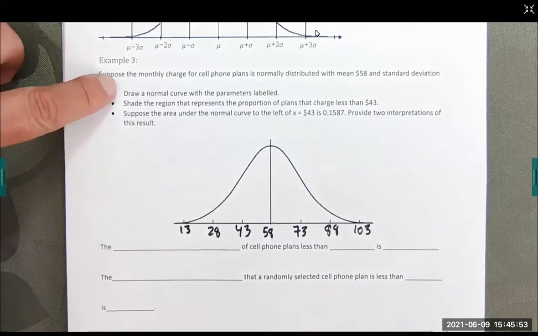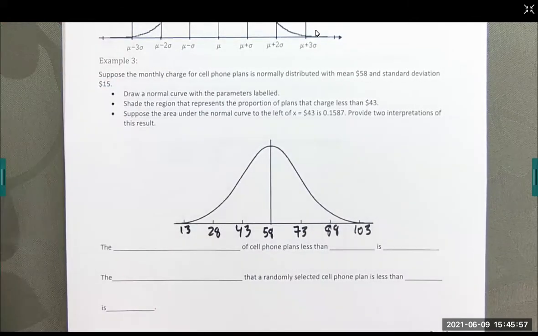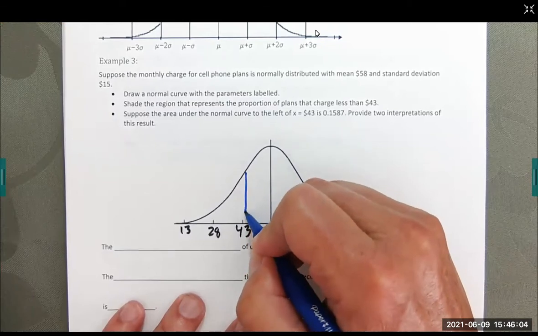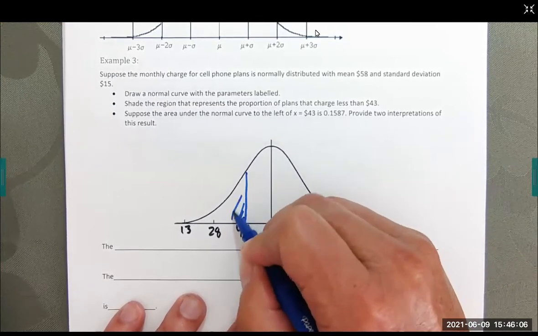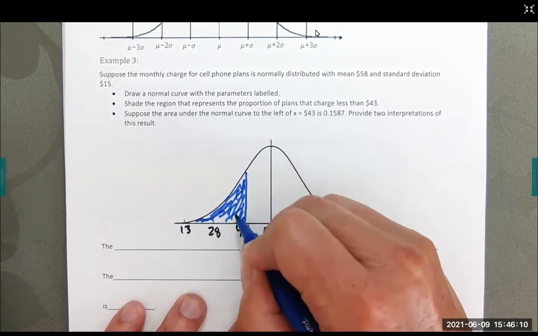All right, so we drew the normal curve. We're going to shade in the region that represents the proportion of plans that charge less than $43. Here's the $43. The proportion of plans that are less is here. So we're shading it in. Doesn't have to be perfectly shaded.